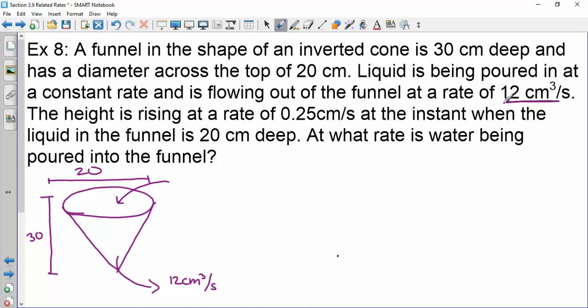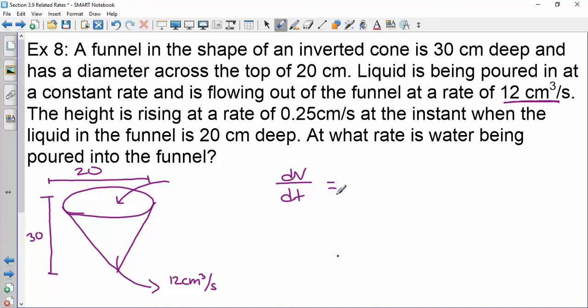What would that be? 12 cubic centimeters per second. What is that talking about? That's volume. And it's per second means it's how it's changing. So we're looking at dV/dt. Now, we have to put a little extra thought into the volume this time because there's multiple things going on.